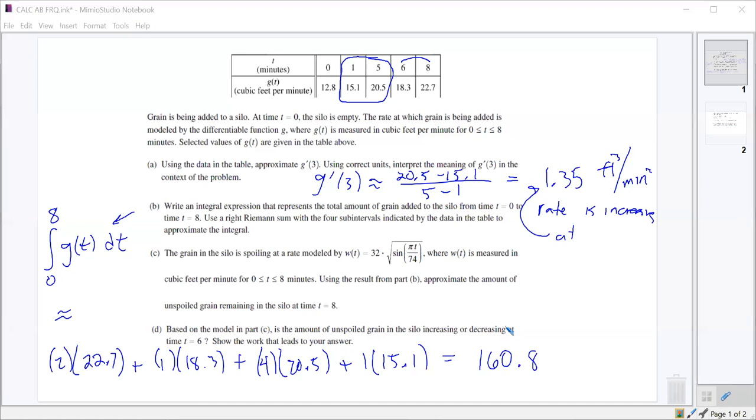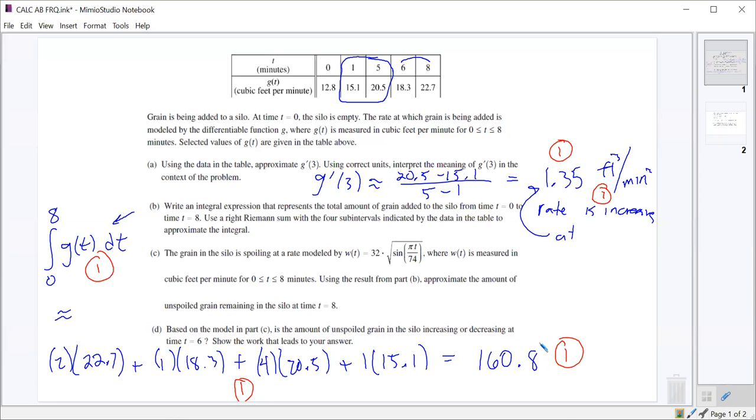Real quick, I didn't go over the points. So the first one was worth 2 points. 1 was for the number, and 1 was for the interpretation with the units. And on the second one, 1 point for the expression, 1 point for setting up the sum, 1 point for getting the correct sum. Good? Yeah? I have a question.